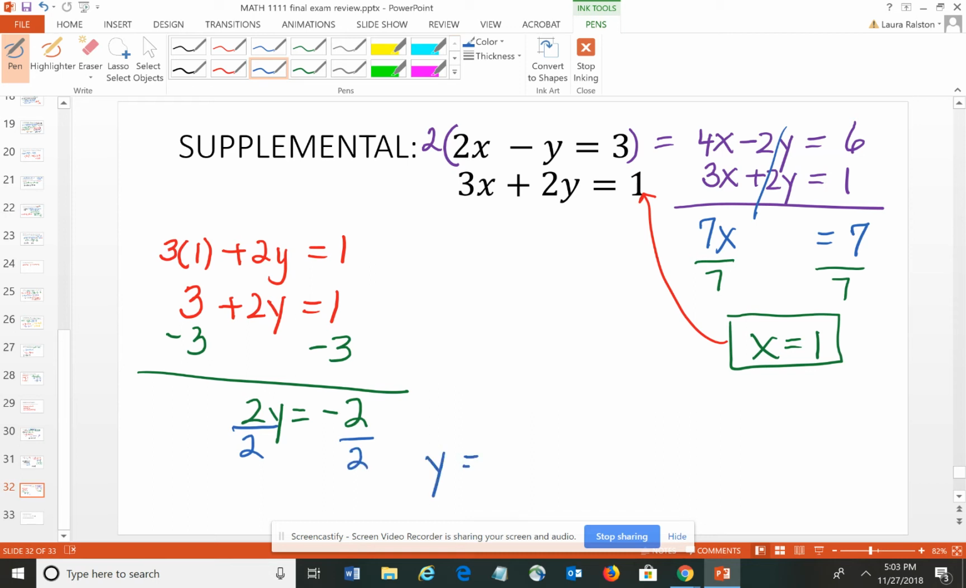So y is -1. Again, written as an ordered pair, and I can confirm my answer by plugging it into both equations, ensuring that it's a true statement. Written as an ordered pair, 1, -1 would be my solution to the system.